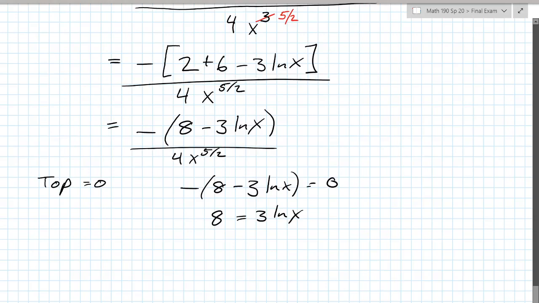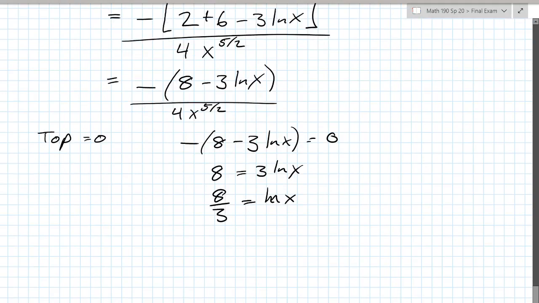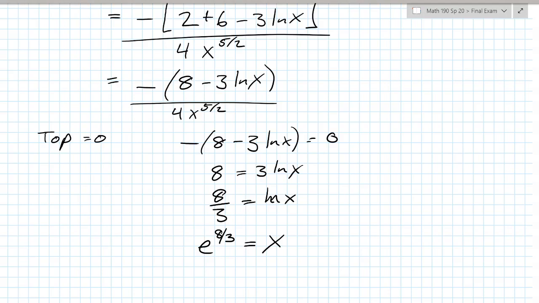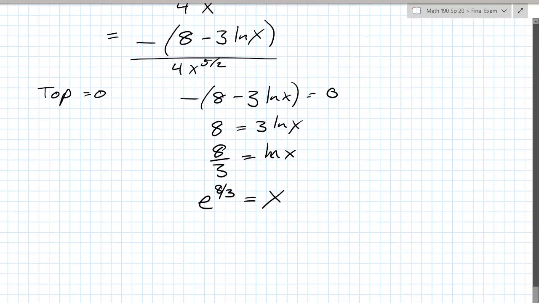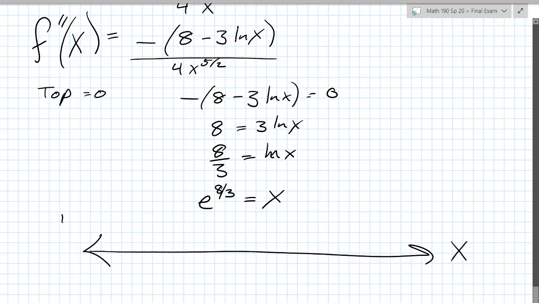Skipping some steps. Raising to the powers here. Changing from log to exponential form. Okay, so x equals e to the 8 thirds, and of course, you're looking at the denominator, x equals 0. So I'm going to use this second derivative and make my number line, which will tell me about the concavity. Here is 0.